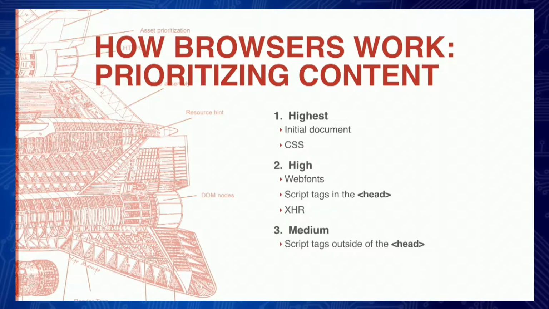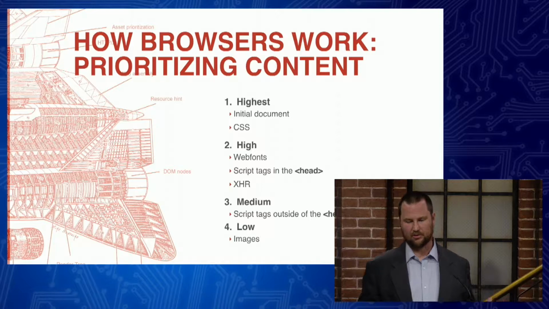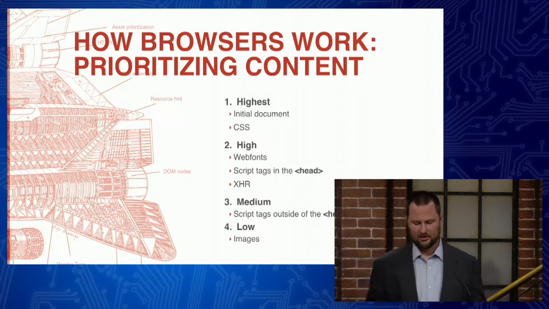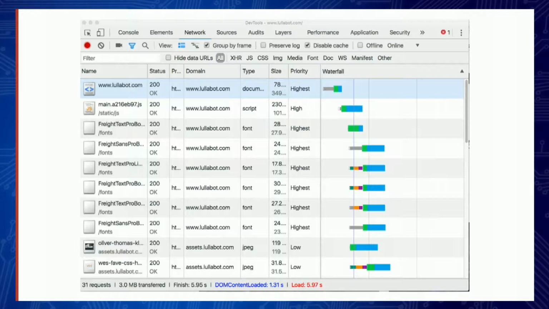Medium includes script tags that might be in the footer or outside the head, and then you have low, which is images. Something else that's low is style sheets that are marked as outside your media query, for example, print style sheets. It will download those last. You can actually see the priority within Chrome Developer Tools.